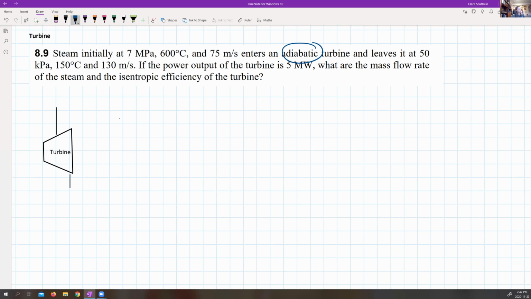If the power output of the turbine is 5 megawatts, what are the mass flow rates of the steam and the isentropic efficiency of the turbine? So what I have not brought up yet, I have not brought up the notion of isentropic efficiency. So what the isentropic efficiency is telling us, what they're asking for, hold on, let me sketch it.